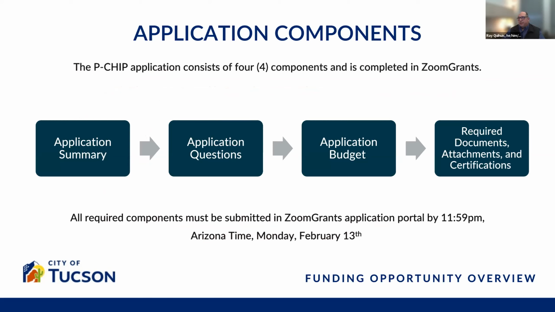There are four components to the application. If you go into Zoom Grants, you'll see four different components there: a tab for the application summary, a tab for application questions, a tab for the application budget, and then an area for required documents, attachments, and to upload your certifications. All these required components must be submitted in the Zoom Grants application portal by 11:59 p.m. Arizona time, Monday, February 13th.